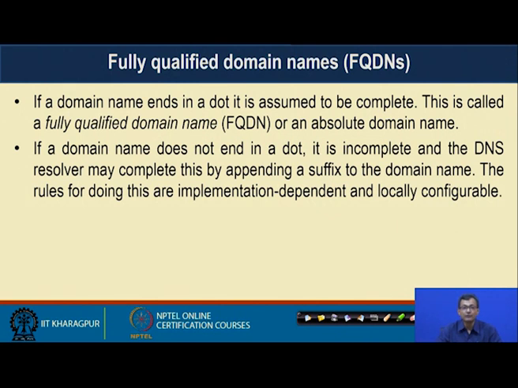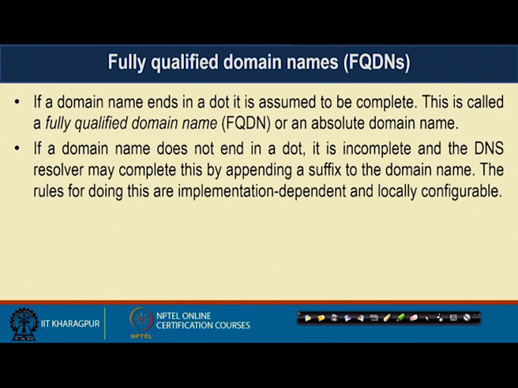That is why we have the fully qualified domain name: if a domain name ends with a dot, it is assumed to be complete. This is called a fully qualified domain name, or FQDN, or an absolute domain name, right. Like it should be csc.iitkgp.ac.in., that means fully qualified. If I see only csc.iitkgp, this is partially qualified. That means you require something to make it fully qualified.